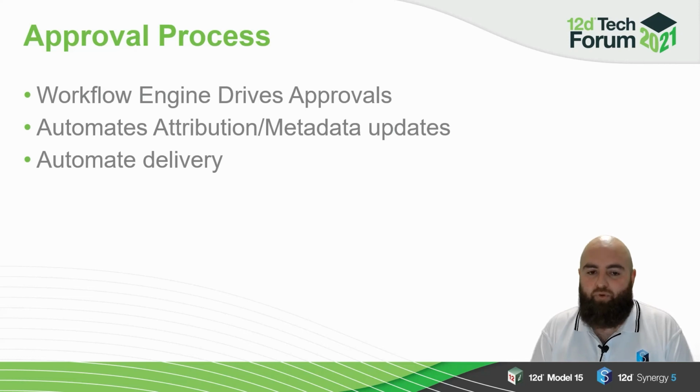Information will need to be approved. It will need to be put into a state which corresponds with that level of approval, and it will need to be attributed to ensure you can see exactly where any piece of information is at a glance. So all of this requires input, but with 12D Synergy, our customers automate many of these steps using the workflow engine to drive their approval, automate their attribution and metadata updates, and even automate the delivery of the information, authorized for publish or to the shared state.